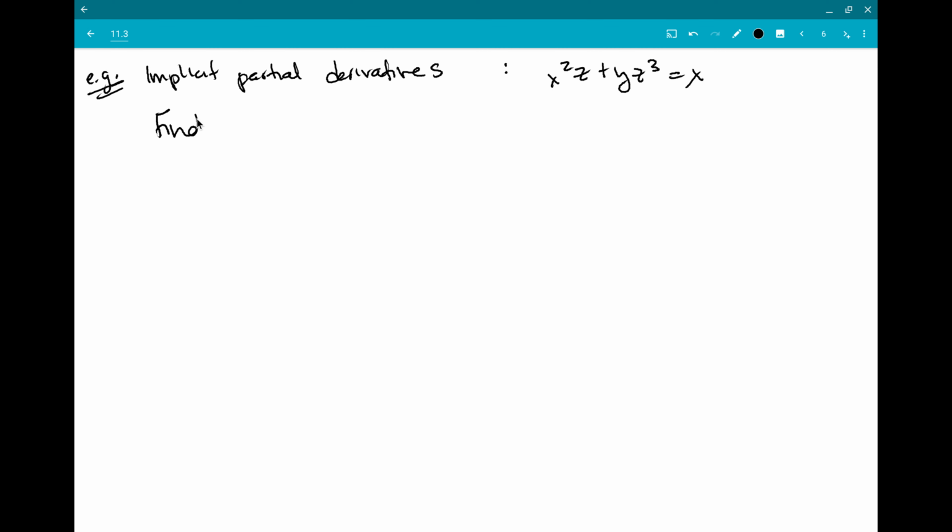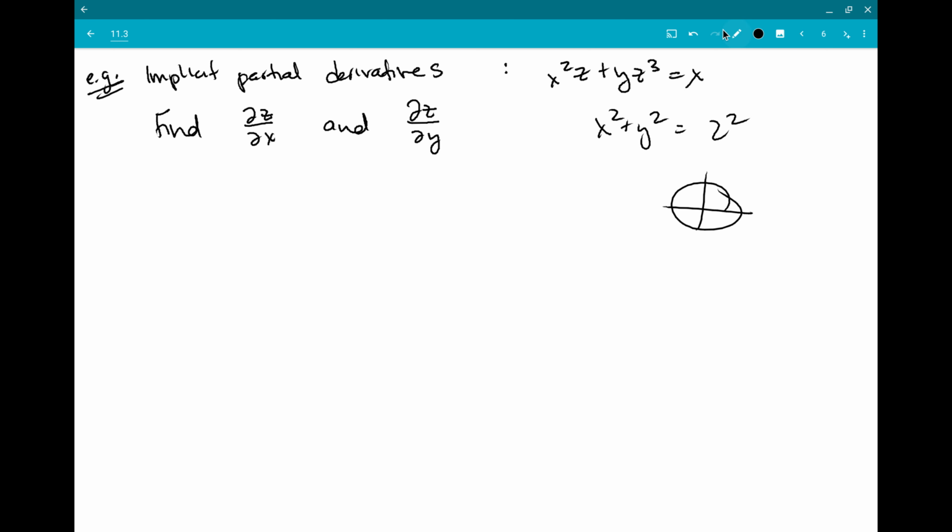And what we want to do is find partial derivatives of z with respect to x and with respect to y. So this is somehow telling us how z is related to x and y, the same way x squared plus y squared equals 2 squared tells you x and y are related to each other in a circle. And you should be familiar with implicit derivatives from Calc 1. You would have done it for functions like this, but you might not remember it. That's okay. It's been a while. We're just going to do an example with multivariable functions so that you can see it again.